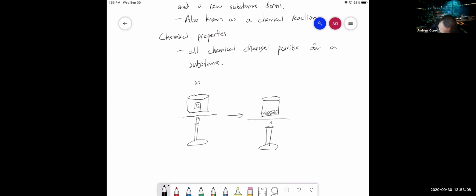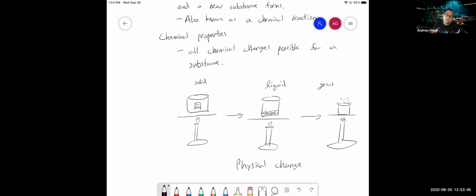So here's a solid, liquid, gas. And once I applied more heat to the beaker, now there's nothing here, and my water has basically evaporated. So here is an example of a physical change. So this is called a physical change. I'm applying heat, and I'm converting it to a different physical state, but still maintaining my water molecule.